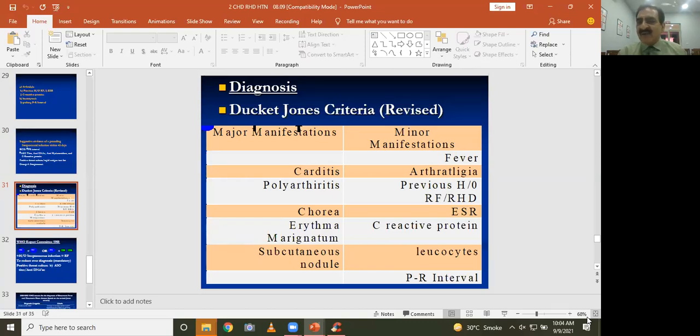According to the revised Jones criteria, all the signs and symptoms are divided into major manifestations and minor. Among the major manifestations are carditis, polyarthritis, chorea, erythema marginatum, and subcutaneous nodule. These five are the major manifestations. Among the minor manifestations are fever, arthralgia, not arthritis. Arthritis is major. Arthralgia, previous history of rheumatic fever or rheumatic heart disease, ESR, C-reactive protein, leukocytosis, and PR interval are the minor manifestations.